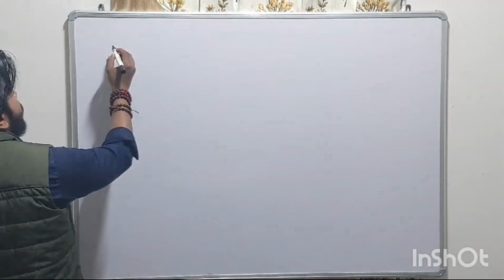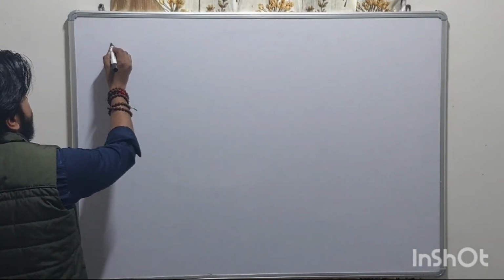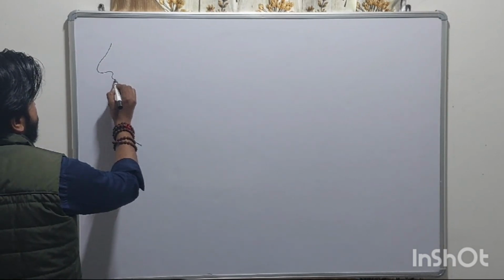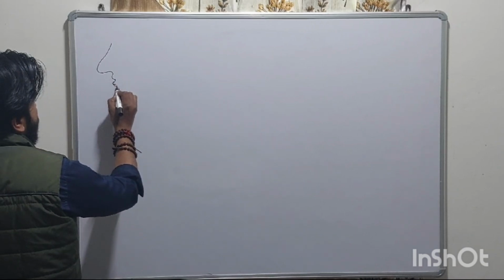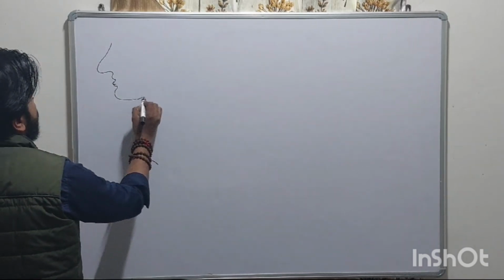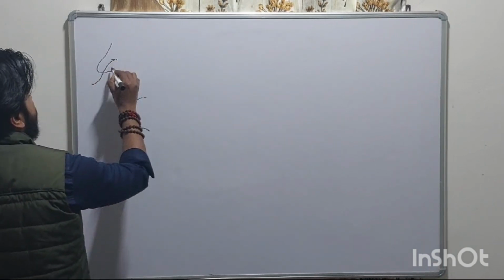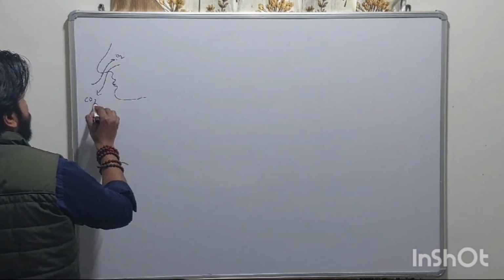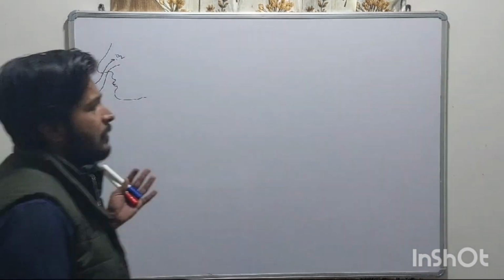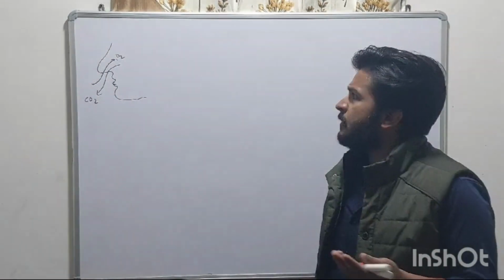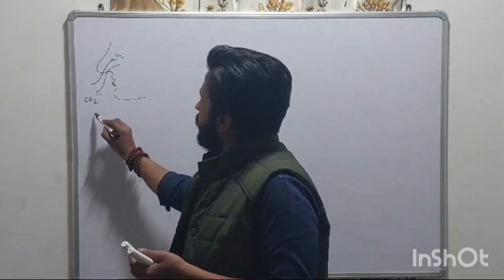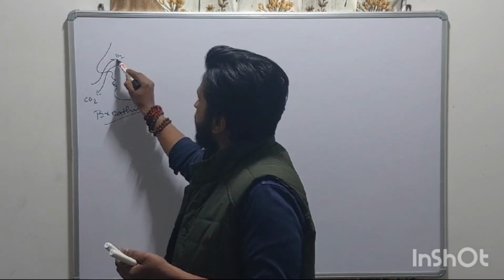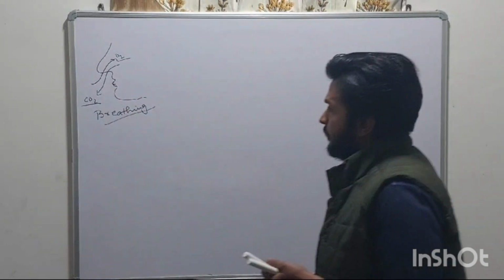Okay. So first we see that from the atmosphere, we inhale as well as exhale the gases. In common layman language, we inhale the oxygen and we exhale the CO2. So this step in this chapter is known as breathing, which involves inhalation as well as exhalation.